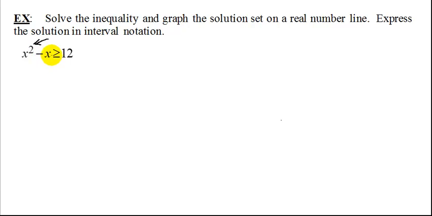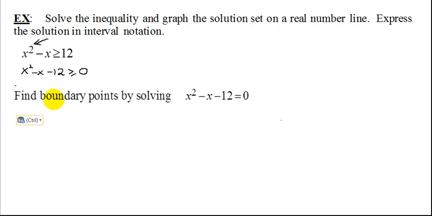And what we want to do is get everything on one side initially. So I'm going to have to move the 12. So I'm going to have x squared minus x minus 12, subtract 12 from both sides, is greater than or equal to 0. So now I have all my terms on one side, 0 on the other. So now I am ready to find the boundary points.